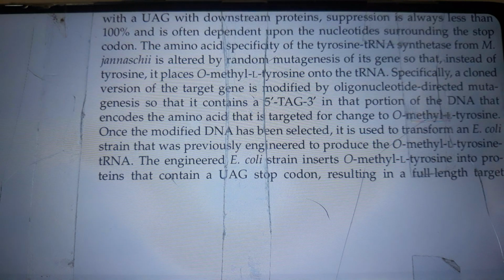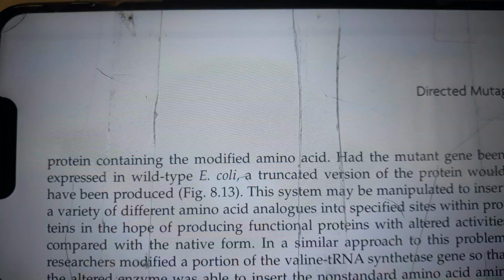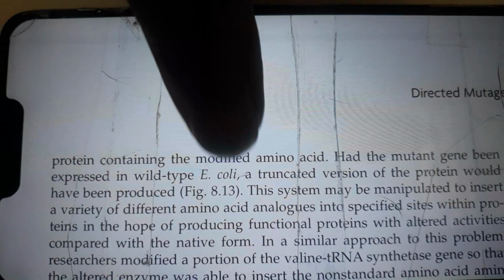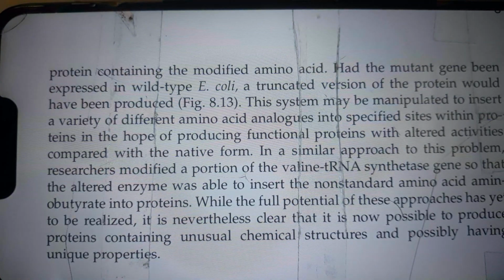L-tyrosine. Once the modified DNA has been selected, it is used to transform an E. coli strain that was previously engineered to produce the O-methyl-L-tyrosine tRNA. The engineered E. coli strain inserts O-methyl-L-tyrosine into proteins that contain the UAG stop codon, resulting in a full-length target protein containing the modified amino acid. Had the mutant gene been expressed in wild-type E. coli, a truncated version of the protein would have been produced.